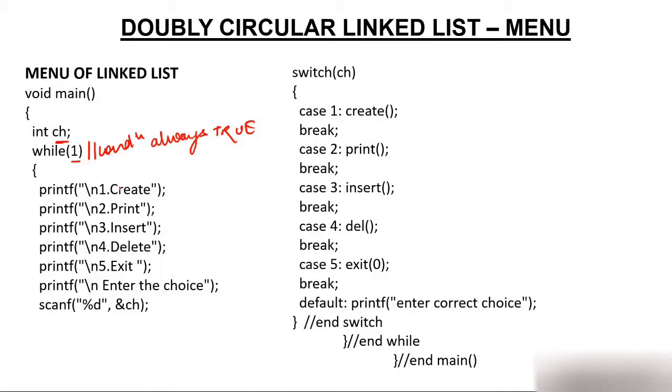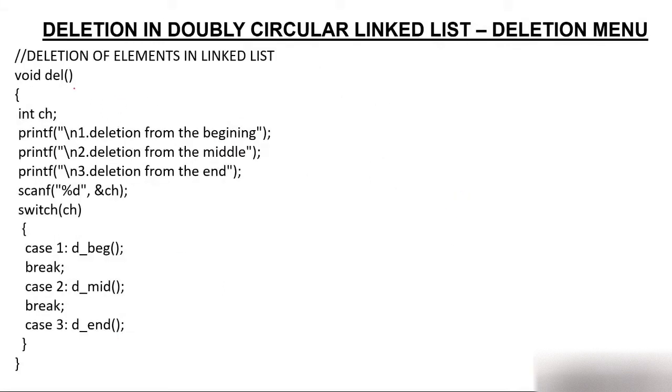Now inside the loop, you have various print statements where 1 represents create, 2 is for print, 3 for insert, 4 is delete, and 5 for exit. And then it's asking to enter the choice. My job is to delete a node, so I'll press 4. Ch will have 4, switch will have 4. I'll jump to case 4, and in case 4 we are calling a del function. So let's see the del function.